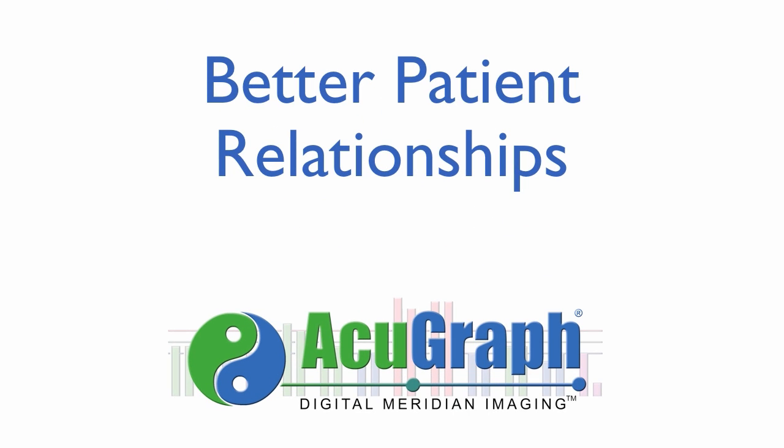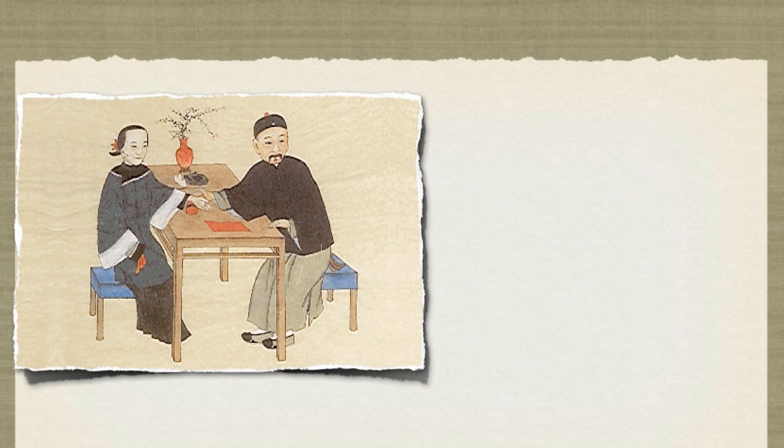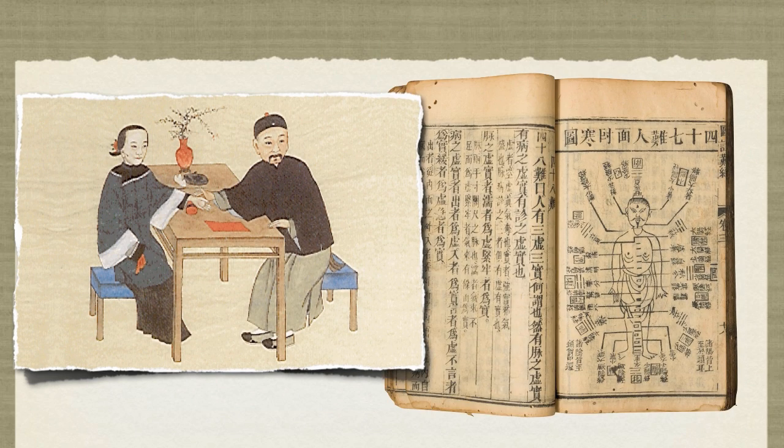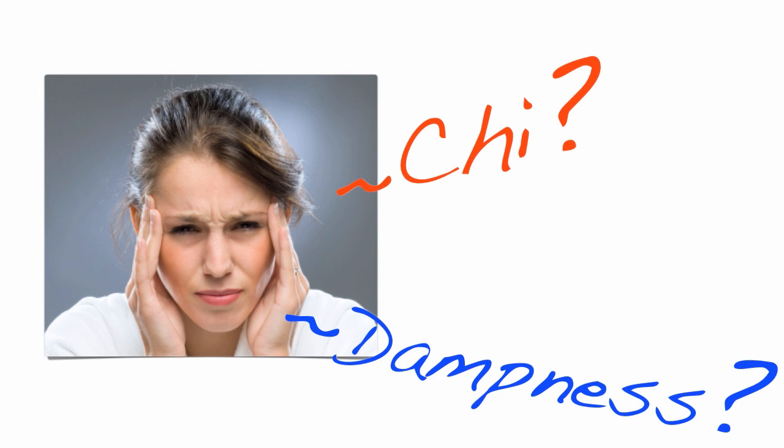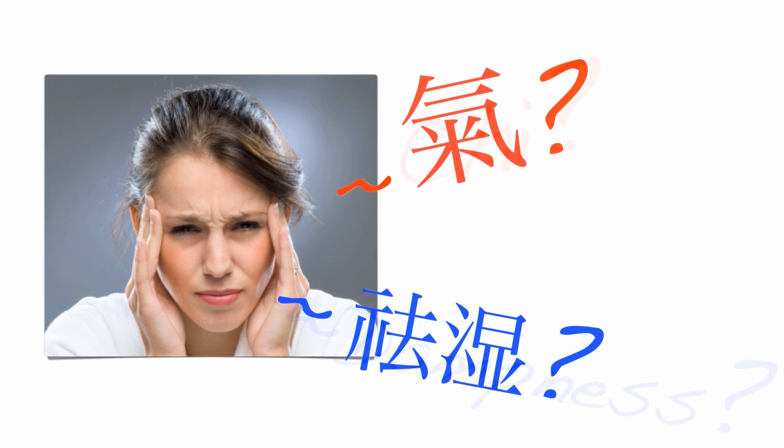Now, what about those patients? Let's be honest. When you feel a patient's pulse, maybe look at their tongue, and then tell them that they have liver qi stagnation or spleen dampness, they're probably going to look at you funny and not really understand at all where you're coming from. They're all steeped in Western medicine, and these ideas, these concepts are completely foreign. If they can't trust and understand where you're coming from, they can't relate to you, and chances are, they're just not going to stick around.